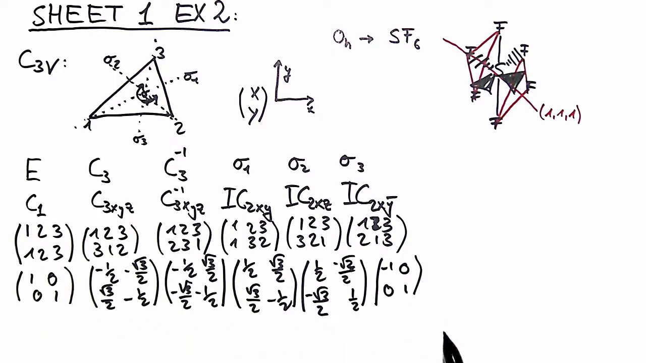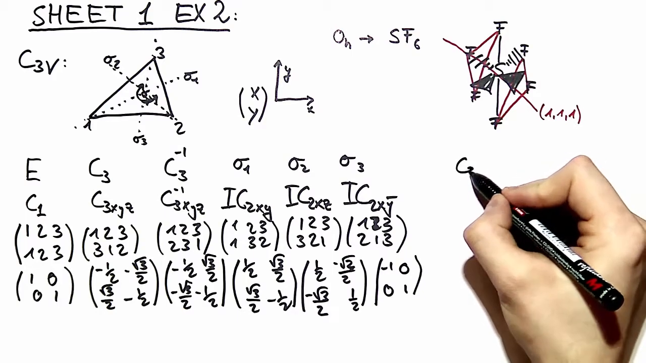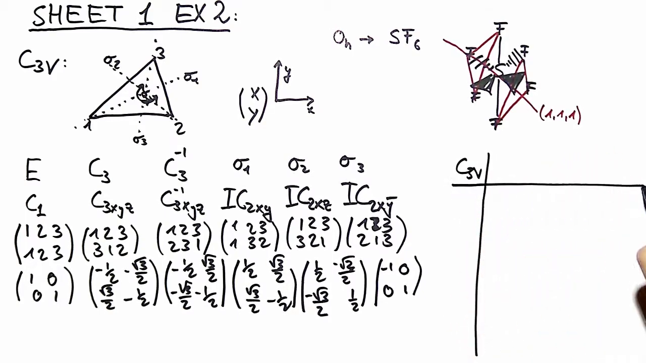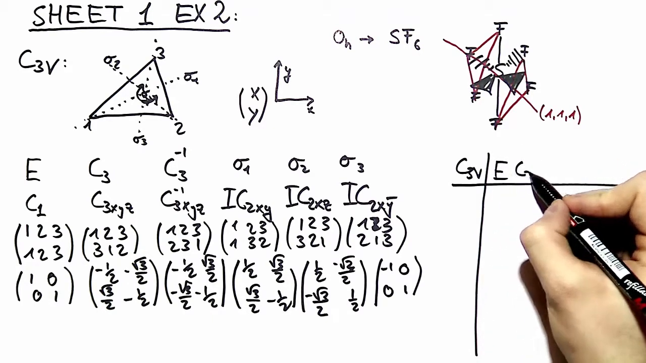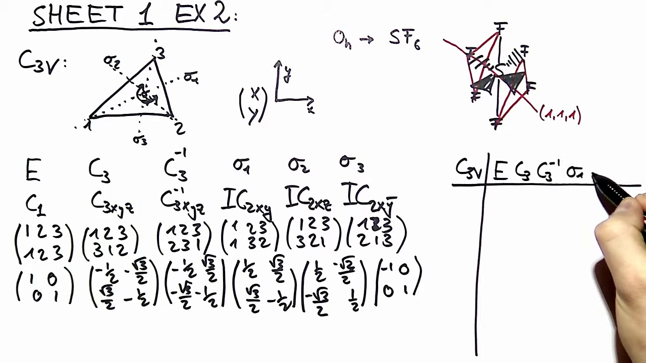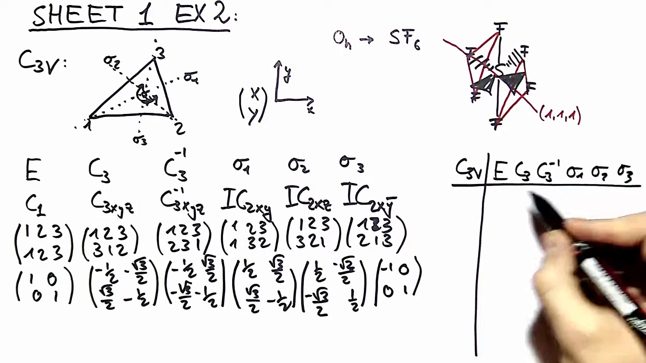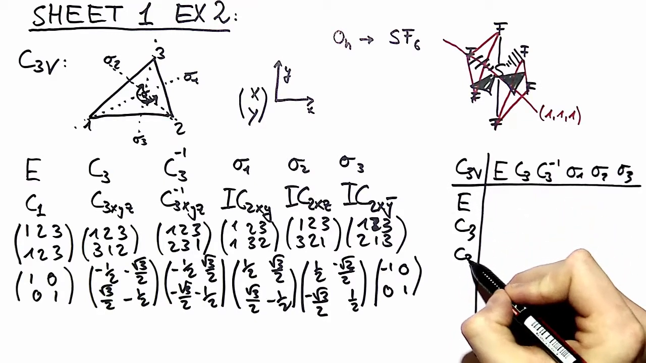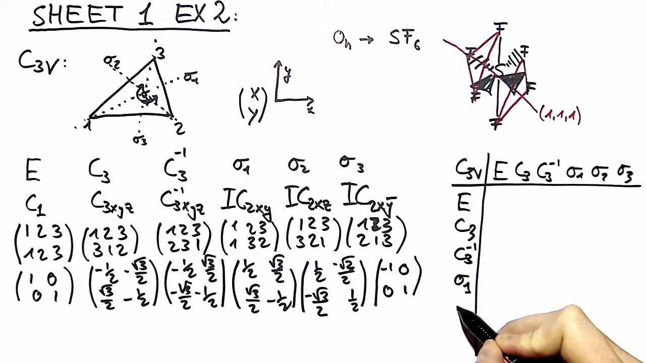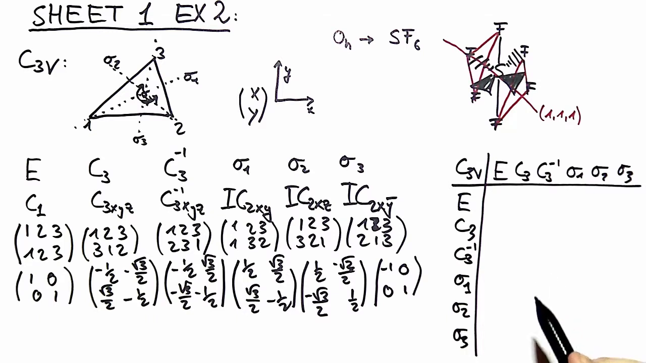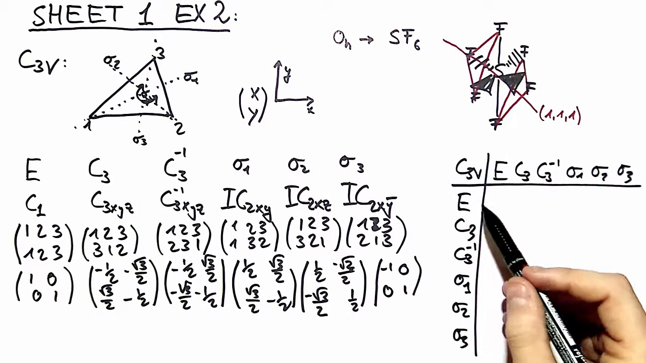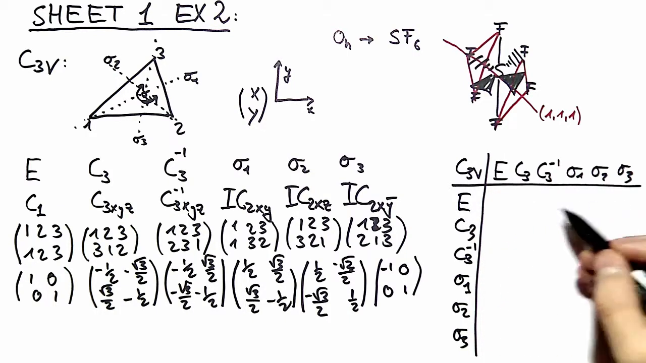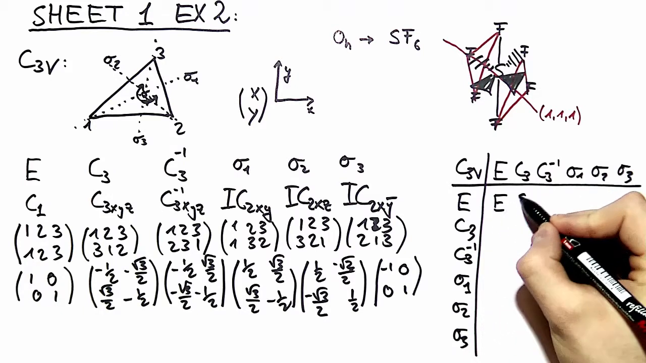In the next part, we're asked to do the multiplication table for C3V. And this is a very good example of how to construct multiplication tables. We have E, C3, C3 to the minus 1, sigma 1, sigma 2, and sigma 3. Rewrite those down just as we did in the lecture. Now, how do we fill this out? First, the feature of the identity makes it easy to write down the first row and the first column. We simply mirror what's written on top.